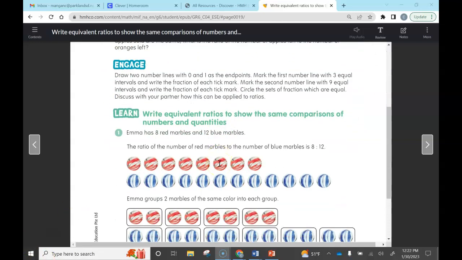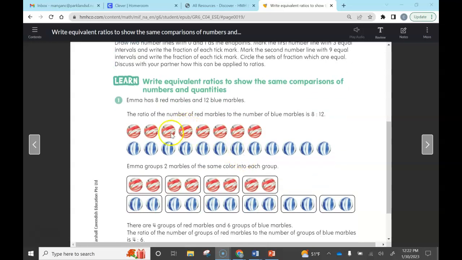So the first part that we're going to look at is being able to write equivalent ratios to show the same comparisons of numbers and quantities. If we take a look at the Learn section on page 183, it says that Emma has 8 red marbles and 12 blue marbles. So we know that the ratio of the number of red marbles to blue marbles is 8 to 12.